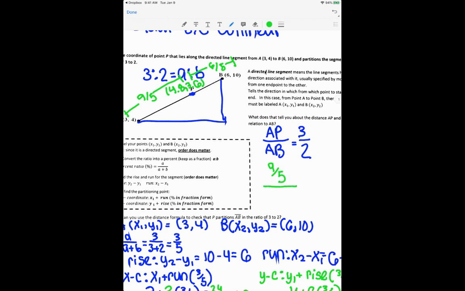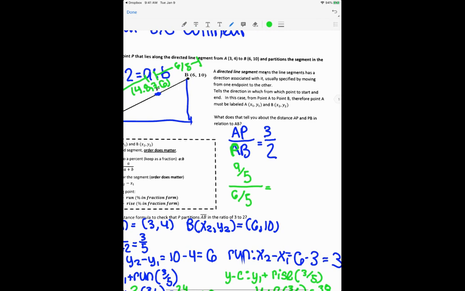And then the distance from P to B, I'm sorry, that should have been PB, my bad, is 6/5. So if you simplify that, this is like dividing fractions with keep, change, flip. So you'd keep the 9/5, you'd change it to multiplication, and you'd flip that second fraction. So what would happen is the 5's cancel, and you're left with 9/6, which reduces to 3/2. So that's how you could check using the distance formula.